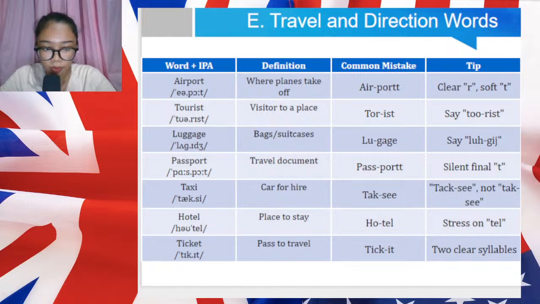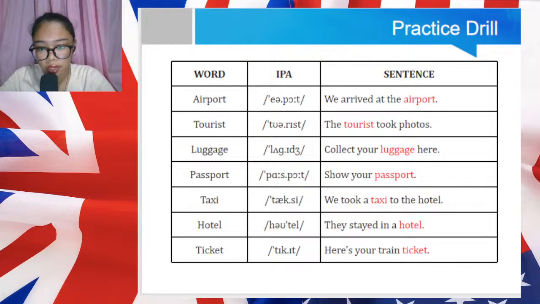Now, let's have a practice drill. So it's time to practice. The rule here is that I will say the word and then the sentence, and then you say it with me. Just practice the word and the sentences, how you say the word in a sentence on your own. I know you will do it. I'm confident. I'm trusting you with that.